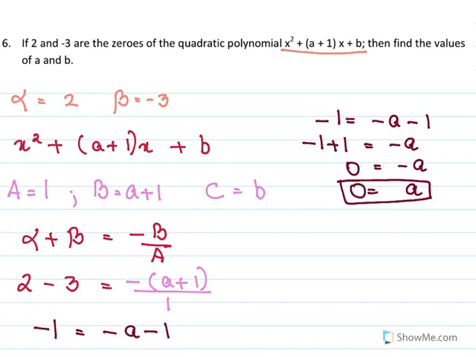Now for the second part, we have the product of roots. Alpha into beta is C by A. Now we know alpha is 2 and beta is minus 3. So we have 2 into minus 3 is C by A. Now C we know is b and A is 1. So we put b over 1. So minus 6 is equal to b.